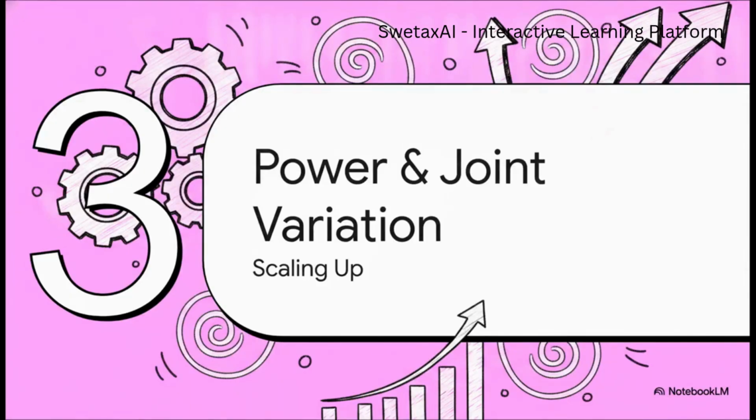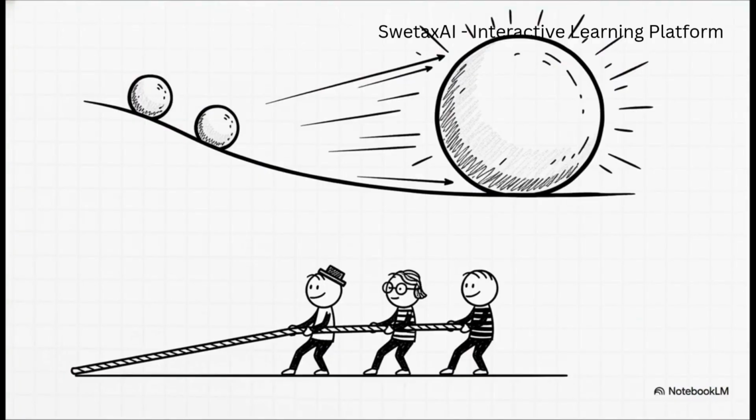Moving on to section 3, power and joint variation, scaling up, because sometimes relationships scale up and get a bit more complex. Yeah, sometimes a simple one-to-one relationship just isn't enough. With power variation, a quantity varies as a power of another. This is exponential impact, folks. You might see y equals kx squared, or maybe x cubed.